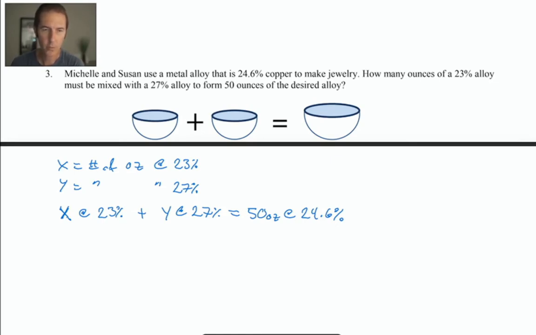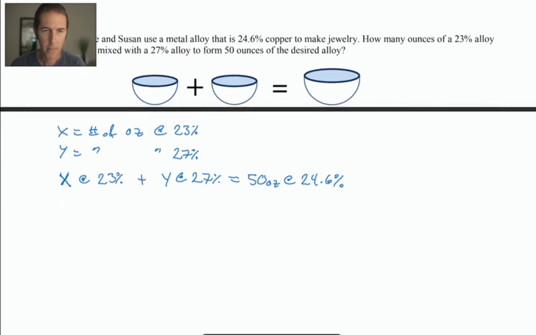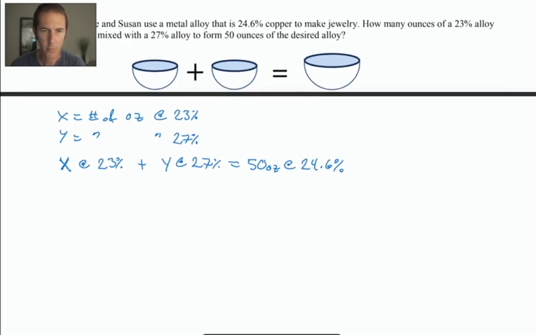We're going to turn this into a multiplication problem now, because we want to actually know how much copper is in those X ounces at 23% concentration. Well, that's going to be 0.23 times X ounces. So that's the amount of copper in that alloy. And the amount of copper in this one can be calculated by taking 27% as a decimal and multiplying it by the number of ounces of that alloy that we're working with.